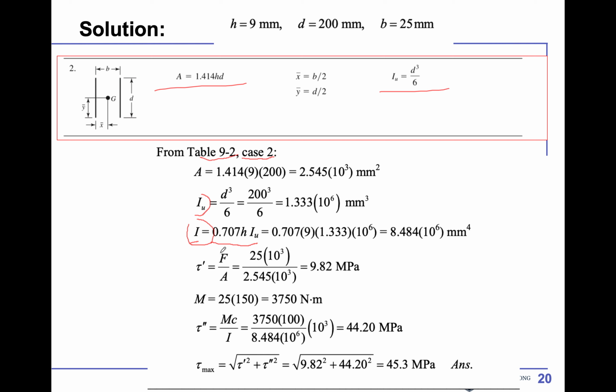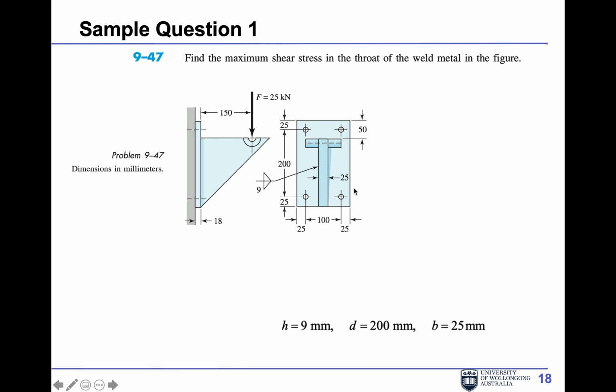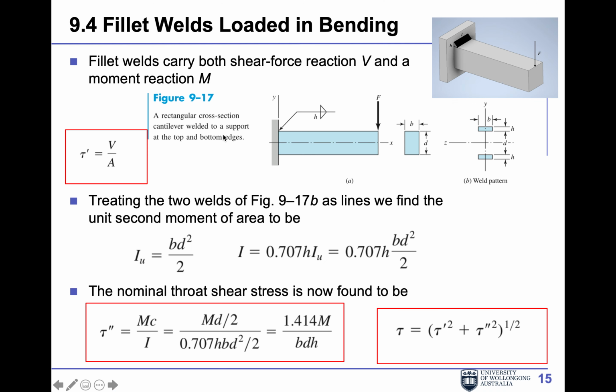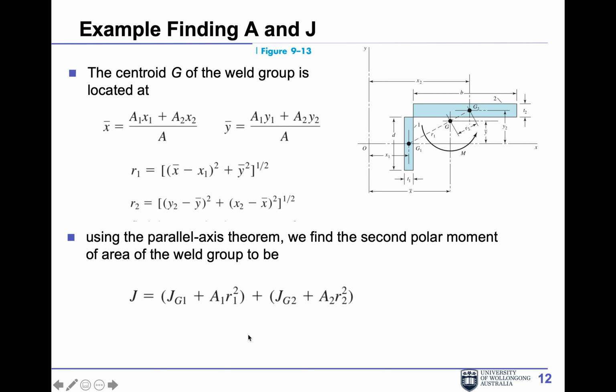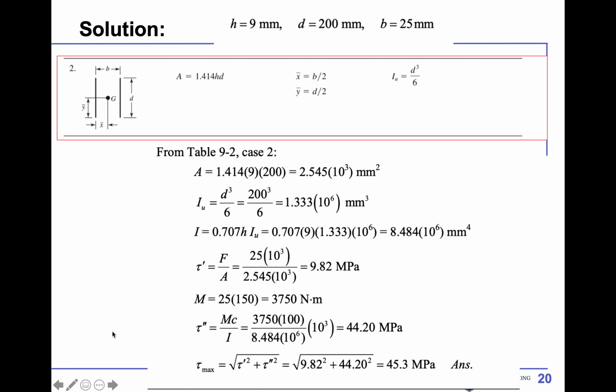Then tau prime is equal to F over A, the force over the cross-section area. You got 9.82 megapascal. And the bending moment, you can see in the original question, is 25 kilonewtons multiplied by 150 millimeters. Oh, sorry, I pressed the wrong button. So it's this one. It's 25 multiplied by 150. So that's our bending moment.